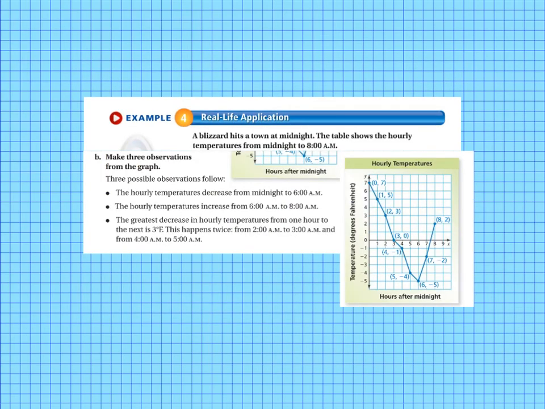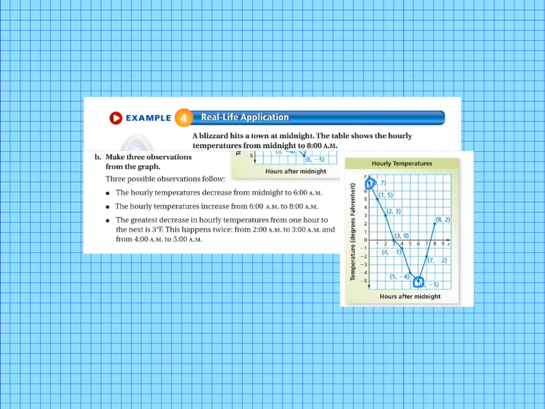Now for part B of that same example, we need to make 3 observations from the graph. And the book is awfully nice and helps us out. It gives us 3 possible observations. And the first one is the hourly temperatures decrease from midnight to 6 a.m. I'll show you where that is on the graph. So if you look at the hours after midnight, so if we're at 0 hours after midnight, or right here, and then you can see that they go down all the way until 6 a.m. So that's a good observation.